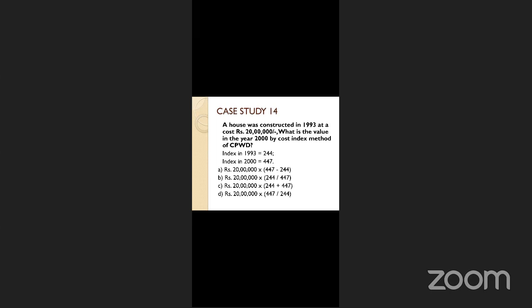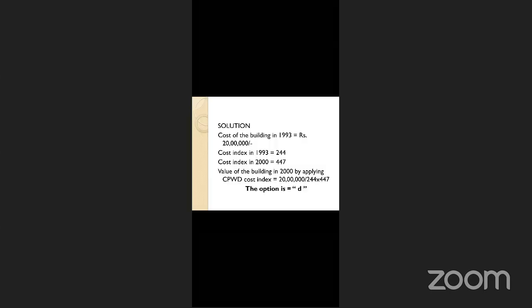The confusion is only that maybe some people have answer B, that is 244 by 447. No, then the value is decreasing. Inflation, no, that is deflation. That kind of thing never happens. Never in my entire life have I had such a chance to see. Cost inflation is the truth. So 447 divided by 244 is the right answer.